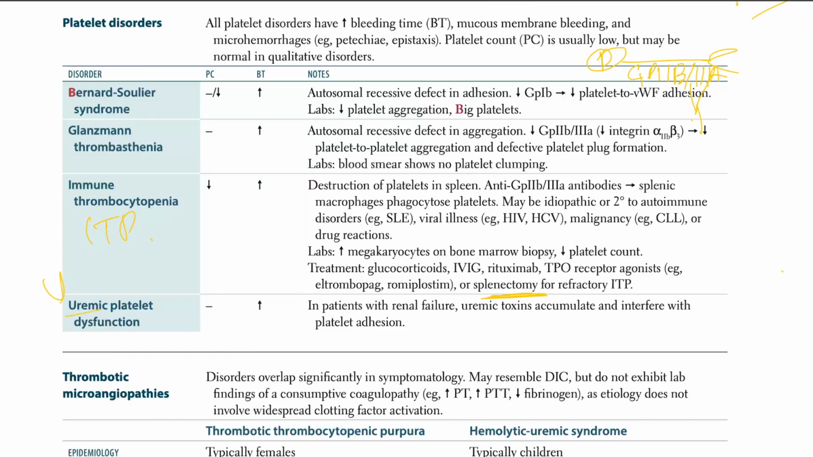Let's move on with the uremic platelet dysfunction here. Uremic, as the name says, uremia, platelets are not functioning. Okay, so in patients with renal disease leading to uremia, uremic toxin accumulates and interferes with platelet adhesion.